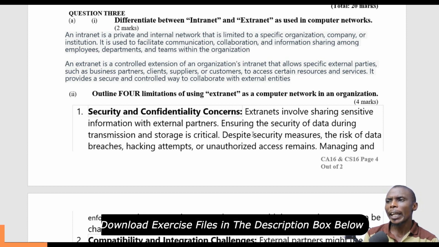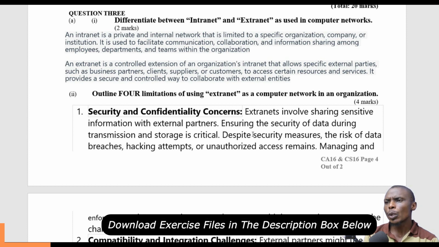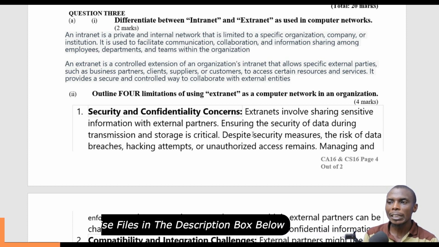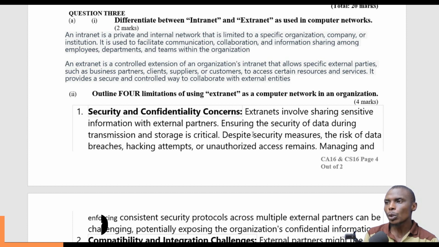While an extranet, on the other hand, is a controlled extension of an organization's intranet. So it allows specific external parties, such as, for example, business partners, clients, and suppliers or customers, to also access certain resources and services. So unlike an intranet that is quite enclosed for a particular domain of workers within an organization, an extranet allows some other stakeholders or extension of stakeholders to also use or even access different resources and services.